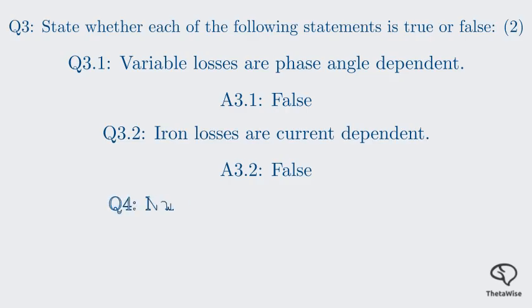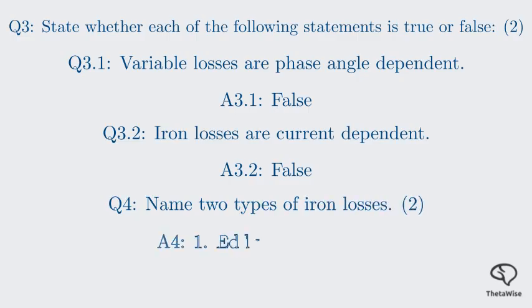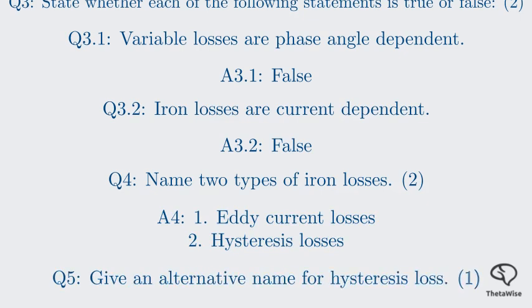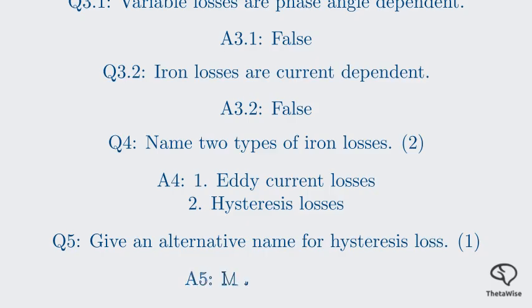Moving on to question 4. Name 2 types of iron losses. This is a straightforward recall question from our discussion. The 2 types of iron losses are eddy current losses and hysteresis losses. Again, 1 mark for each. Finally, question 5. Give an alternative name for hysteresis loss. The alternative name, found in our notes, is magnetic losses, because hysteresis is an inherent property of magnetic materials.